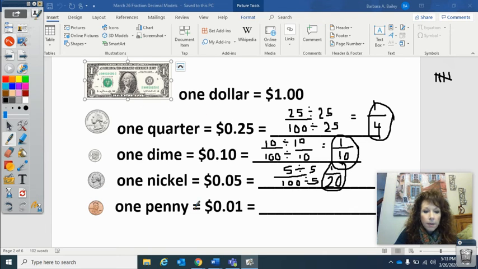Okay, now our penny. Penny should be pretty easy. 1 penny in decimal form is 0.01 because we have the ones place here. The decimal point separates the whole numbers from the decimal places. Tenths, but we have no tenths, and we have 1/100th. And so we just write that just like it sounds, 1/100th.